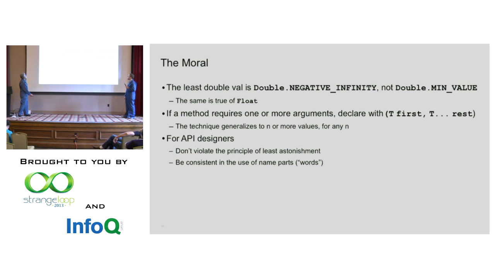And what can we learn from this? First of all, the least double value is double.negativeInfinity, not double.minValue. Same is true of float. Second of all, if you need one or more of something, declare it type first, type dot dot dot rest, and this generalizes to two or more, three or more, and so forth. For API designers, don't violate the principle of least astonishment. Don't have double.minValue and integer.minValue mean something completely different. Be consistent in the use of your names.